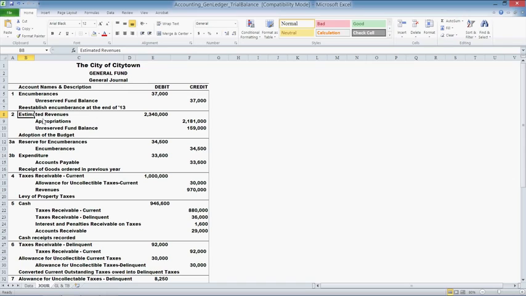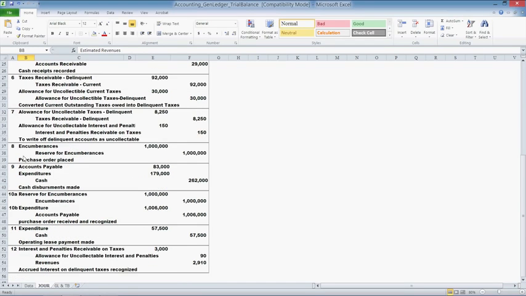All right, and again, every number, let's take number, what's a good one? 10, 10A and 10B. Reserve for encumbrances, we saw that in the last document. We reserve money for expenses, expenditures, and accounts payable. Those are accounts, yeah, accounts payable. Okay, so purchase order received and recognized. $1 million here for encumbrances, and then $1,006,000.